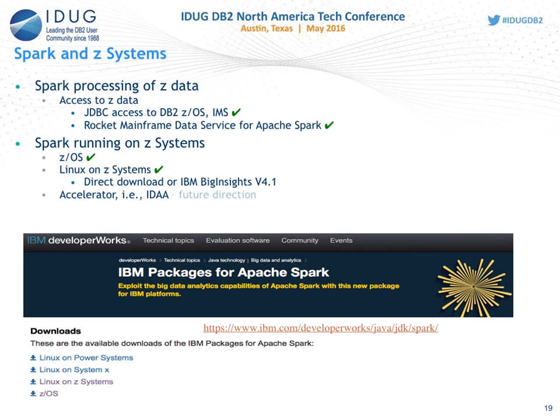You can get downloads for Power Systems, System x, System z, or z/OS. So basically, you can configure your LPAR as a Spark machine. And in my next slide, I'll show you.